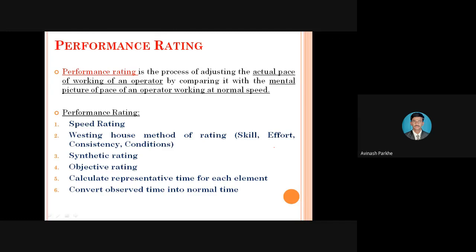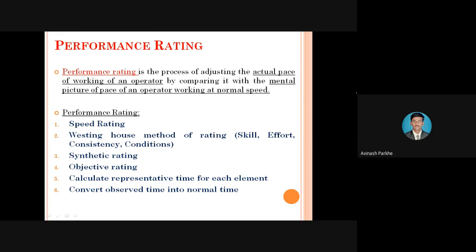Now one more concept we are going to discuss in today's lecture is performance rating. Performance rating is an important concept which is mostly implemented in industry in order to check the performance of the operator. Performance rating is one type of time study concept. Whenever we are measuring the time of an operation, the operator himself is performing the operation. That means we are measuring the time required to complete that particular task.